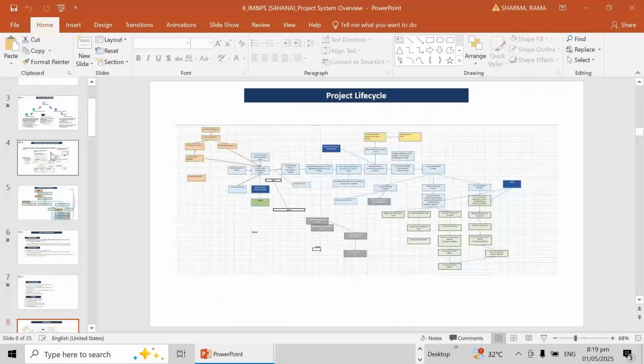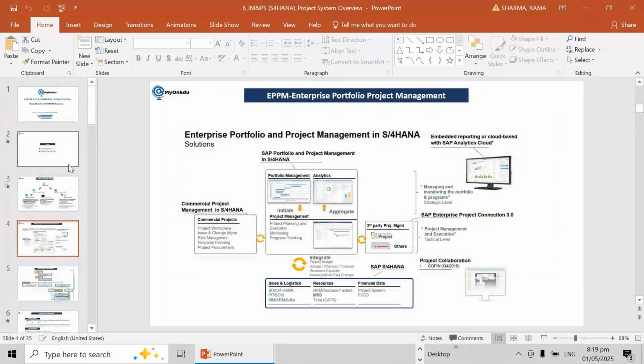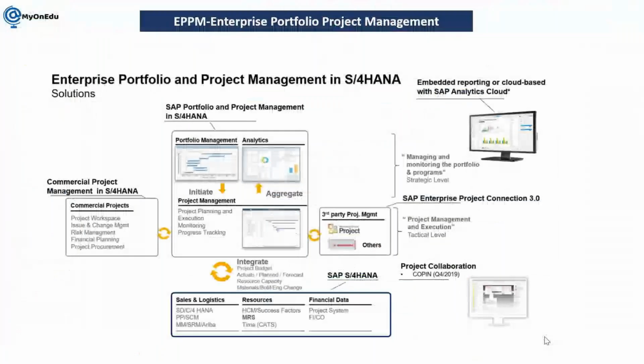Okay, so we understand here the concept of EPPM, Enterprise Portfolio and Project Management. Within that we have three major modules. One is the project system, then portfolio and project management, that is the PPM, then CPM, commercial project management. As a part of this course, we are covering project system along with investment management.